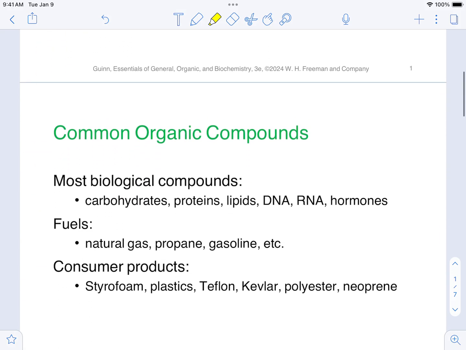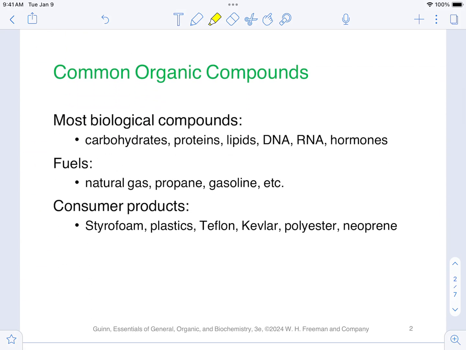And there's a lot of biological compounds, such as the foods that we eat, the carbohydrates, the proteins, the lipids, our DNA, our RNA, different hormones, the fuels that we use, natural gas, propane, gasoline. These are all made up of organic compounds. Consumer products, styrofoam, plastics, etc. You can read down here. All of these are made up of organic compounds.